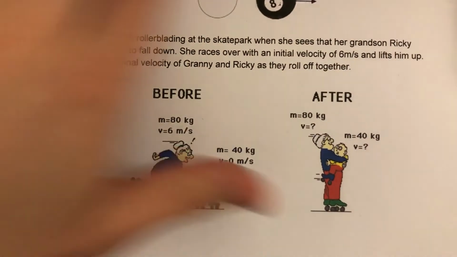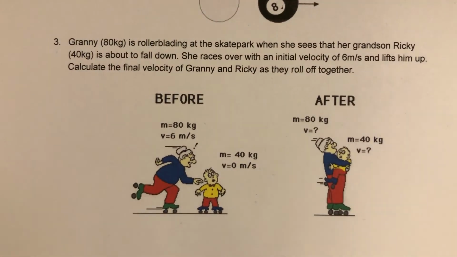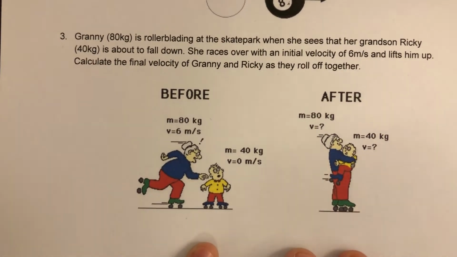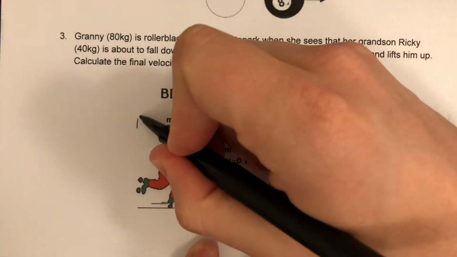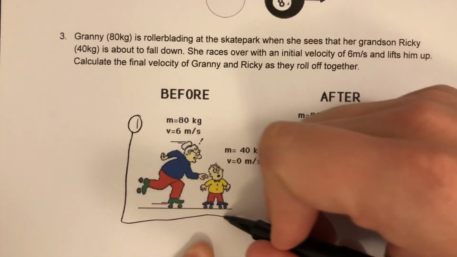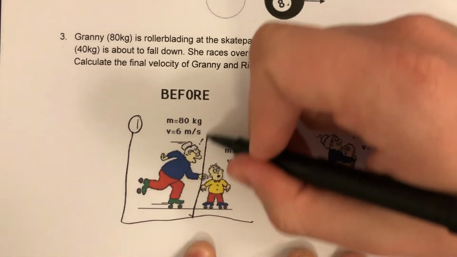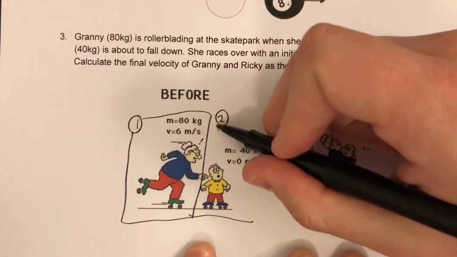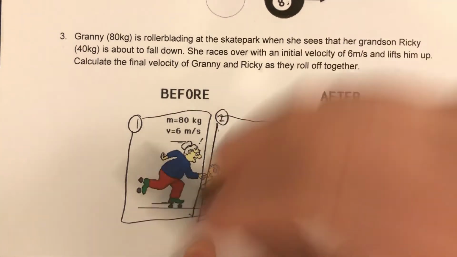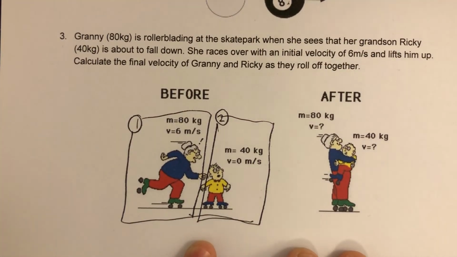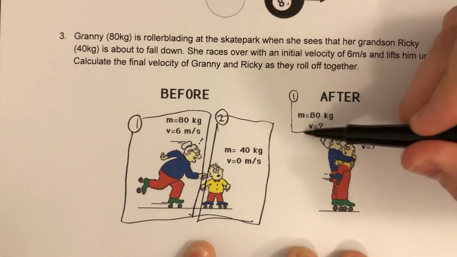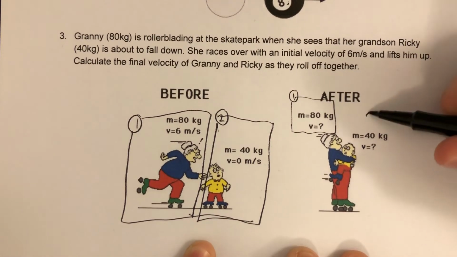So I'm gonna name the objects here. We need to assign 1 to one of the objects, and 2 to the other. So I'm gonna say that Granny is number 1, just because she's on the left. I know it's a weird reasoning. She's number 1, and then Ricky is number 2. And I can do that over here. Since they have the numbers in the picture, may as well organize it that way too.